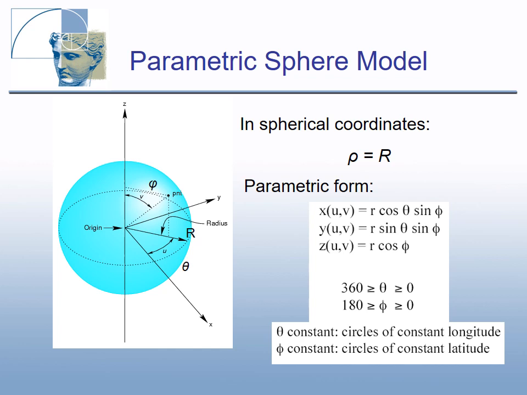ρ is equal to a constant radius r. Parametric equations for a sphere are shown on the slide. The angles phi and theta play the roles of the parameters u and v here.